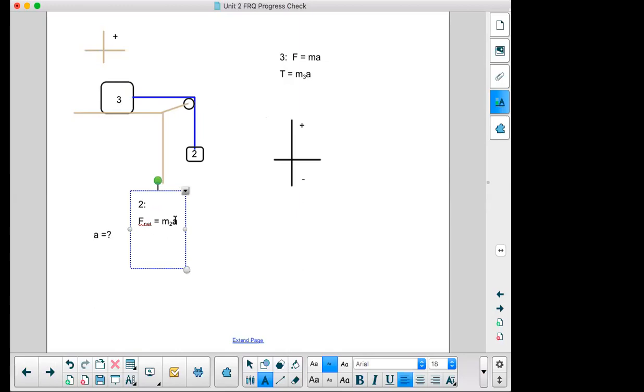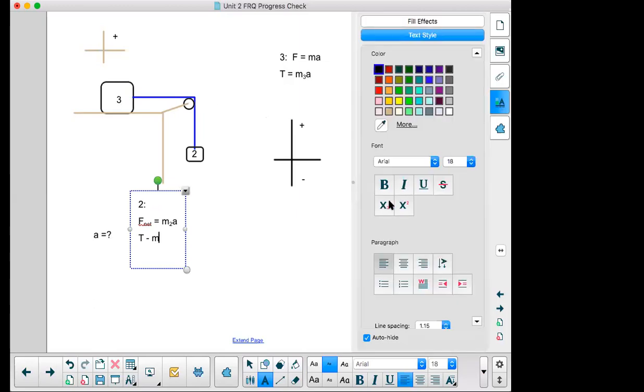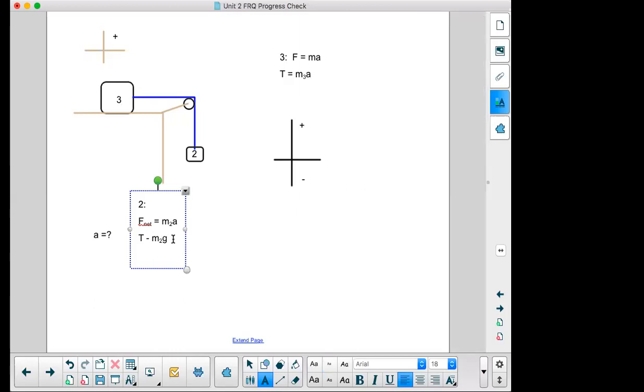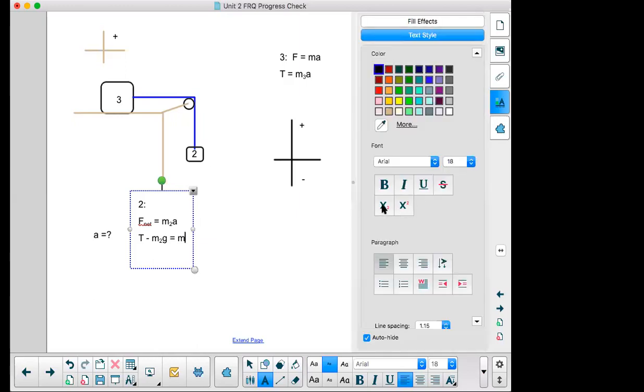Right. So F net, let's sum them. So Andre wants to use up as positive. So I'm going to say tension minus gravity, which is M2G. Mg, it's M2, isn't it? Tension minus M2G equals M2A. Does that look okay? Yeah.